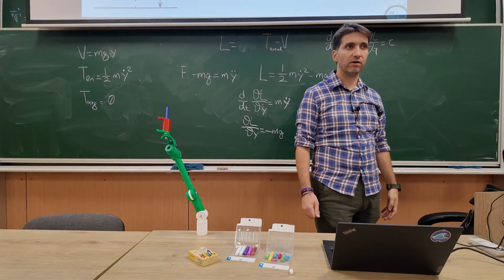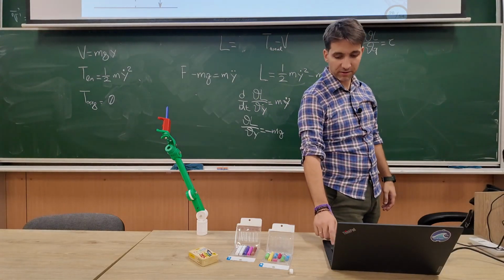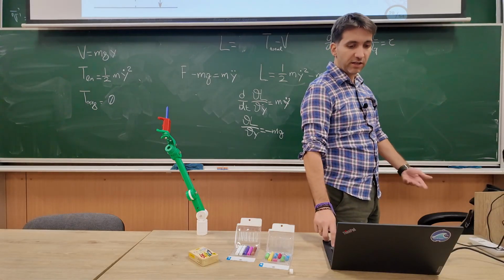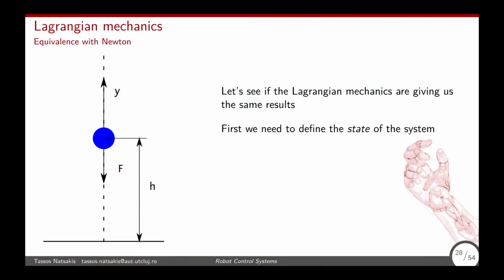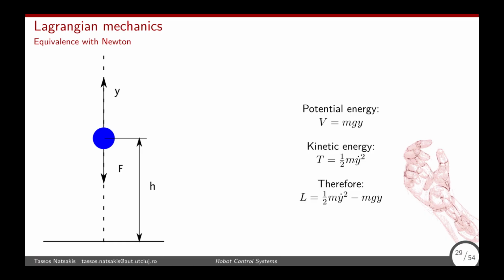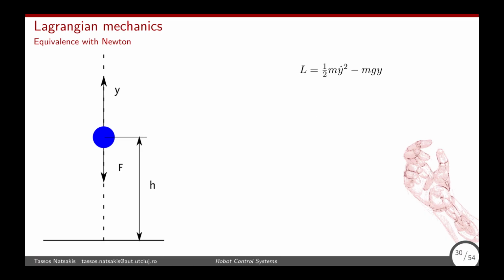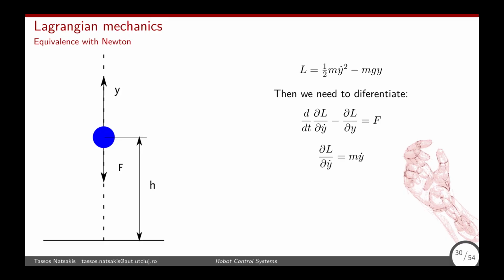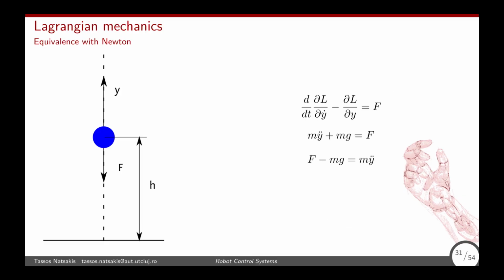Convinced you? Euler-Lagrange did it right? So the state of the system would be basically my coordinate and the derivative of the coordinate. We write the Lagrangian as we did on the board, and we do the derivation, differentiate, and then eventually I have the same solution as Newton's second law.